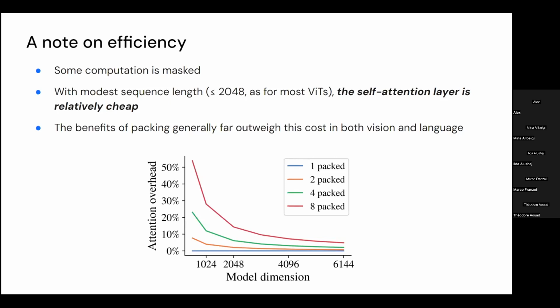So for example, if we have a medium to large model with a 4K model dimension, and we pack 4 examples per sequence, then we get around a 5% overhead due to this masking. But we saw earlier that it was about 4 times cheaper to train, and that's including this 5% overhead. So it's a relatively small penalty compared to the advantage one can get.